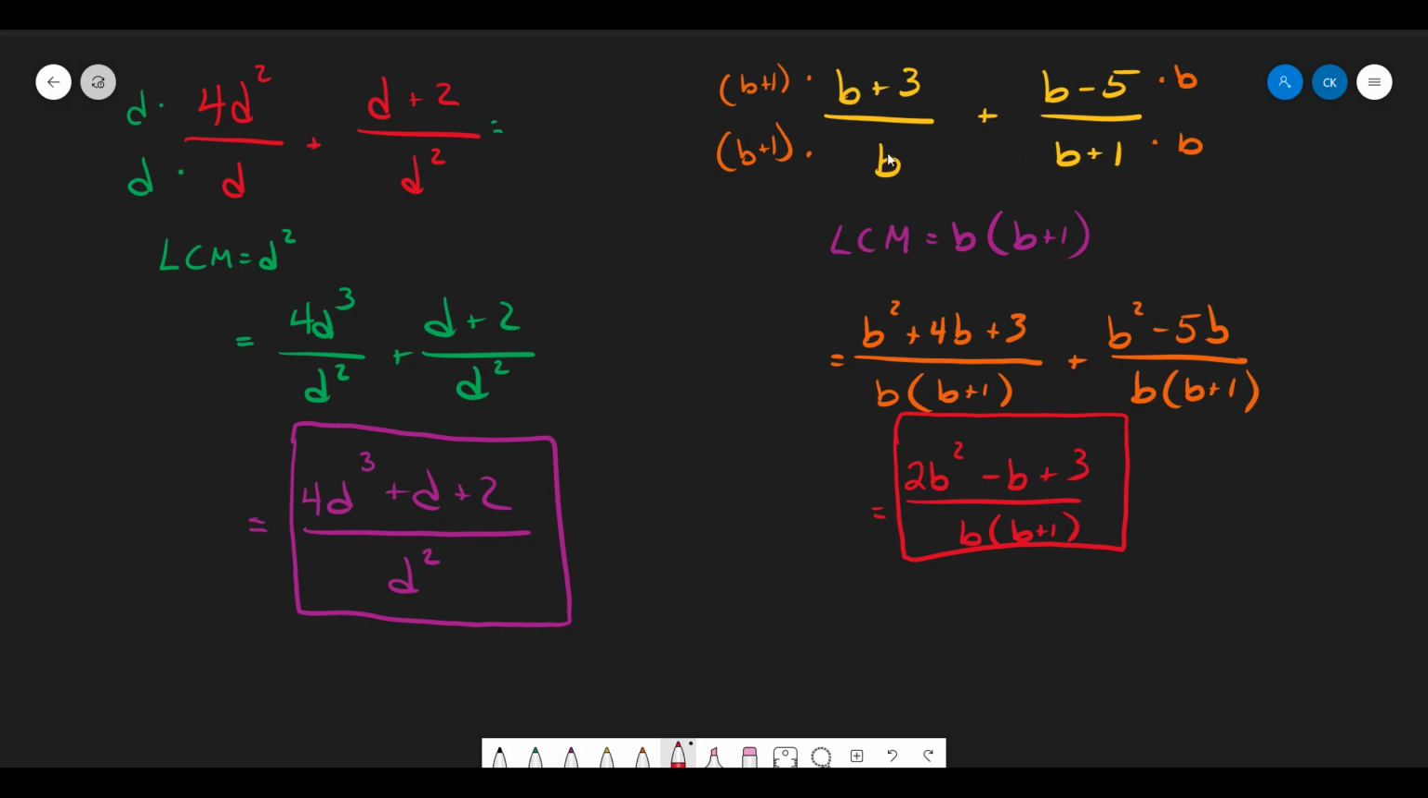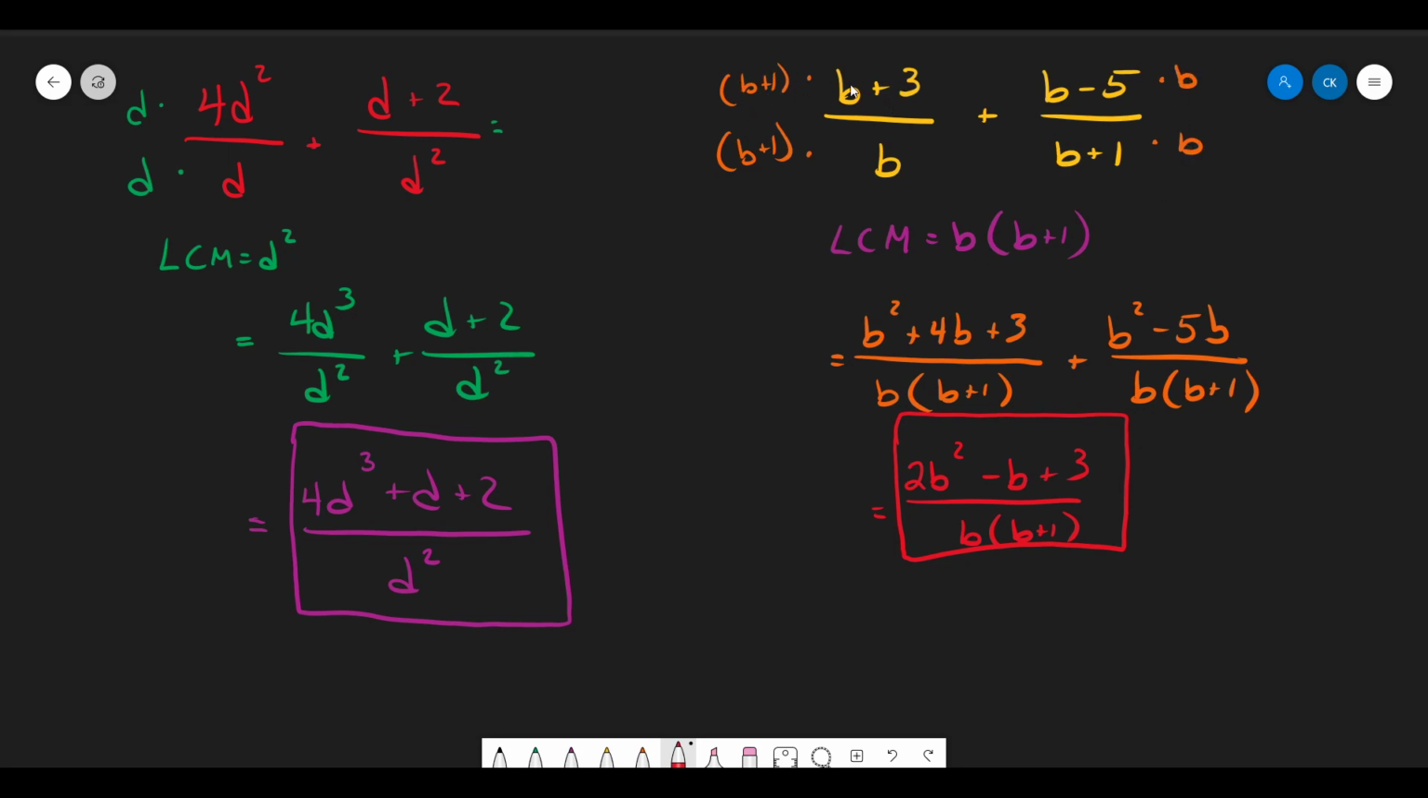So if I look at the first one, I have the b, but I'm missing the b plus 1. So I have to multiply both top and bottom of the first fraction by b plus 1. In the second one, I'm missing the b. So I have to multiply both top and bottom by b.